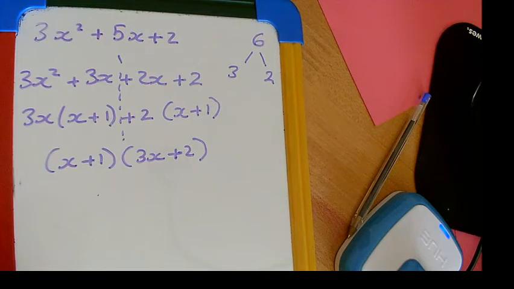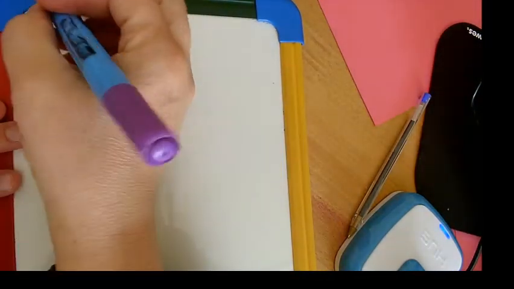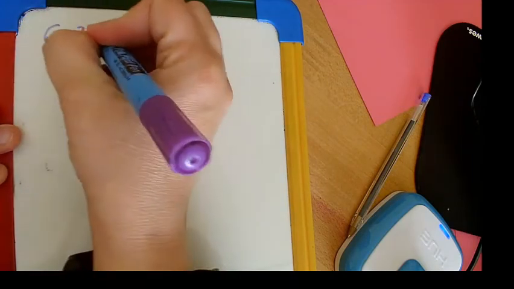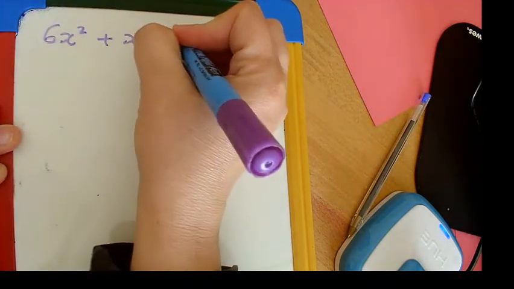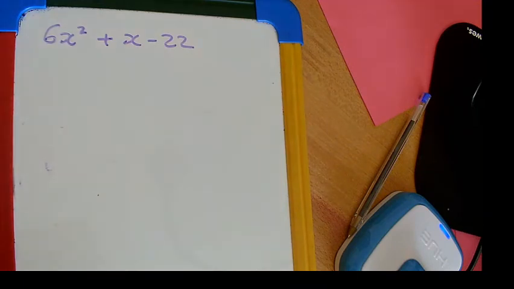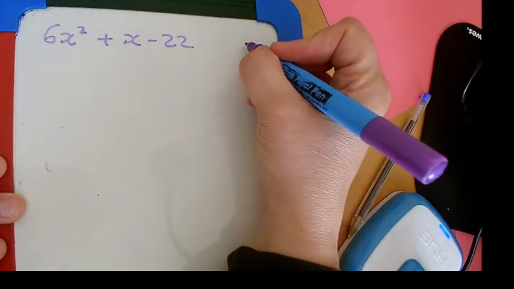Okay, the last one I'm going to do for you is a little trickier. It's what happens when all of a sudden that is not a prime number. It makes our lives a little bit more complicated. Right, let's try it. So we've got 6x squared plus x minus 22. Start exactly the same way I did before. We've got to multiply the 6 by the 22, which gives us 132.